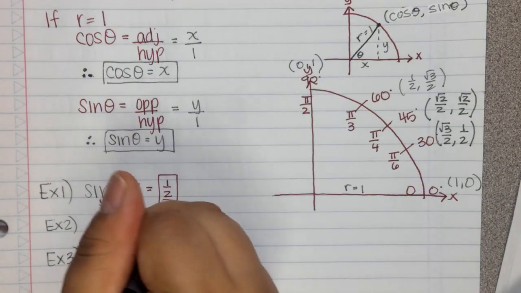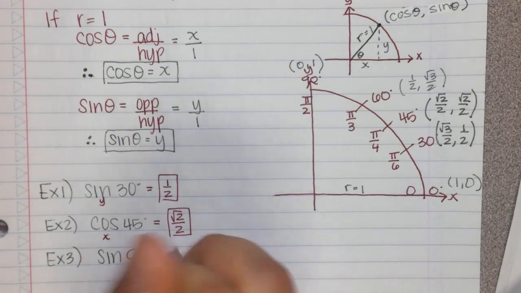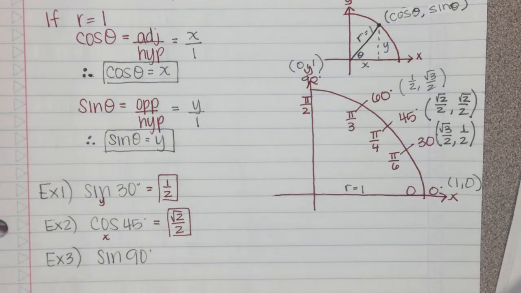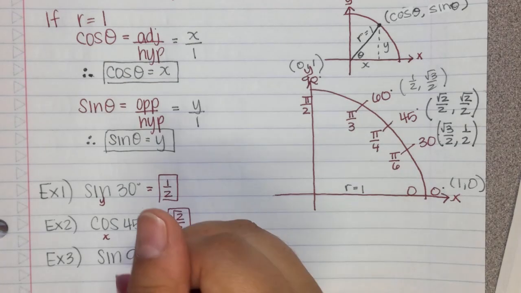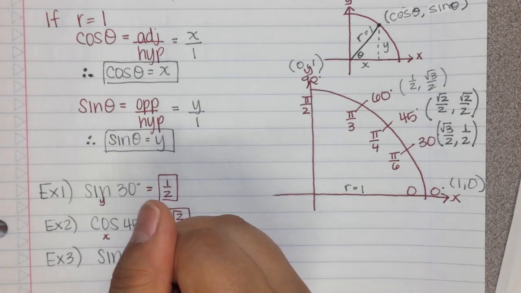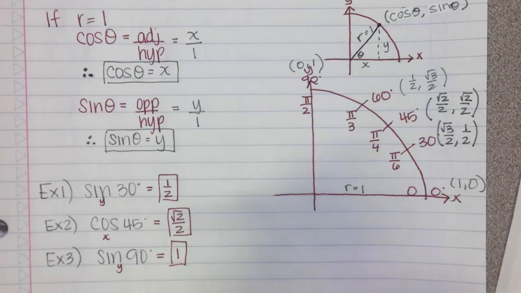What about your sine at 90 degrees? What's the sine of 90 degrees? Why? Sine is your y value. The y at 90 degrees is 1. Is this making sense? Are we okay?